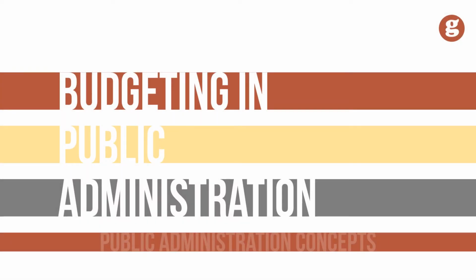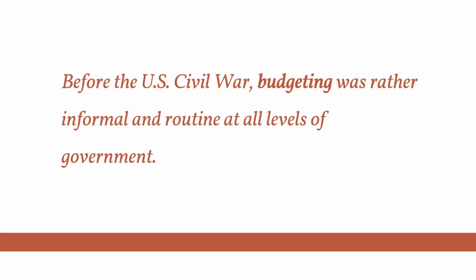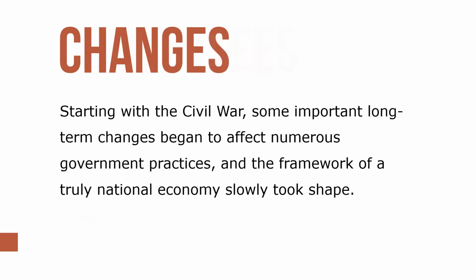Let's take a look at the foundations of modern government budgeting. Before the US Civil War, budgeting was rather informal and routine at all levels of government. Beginning with the presidency of Thomas Jefferson in 1801, agencies seeking funds had dealt mainly on their own with congressional committees having jurisdiction over their respective operation.